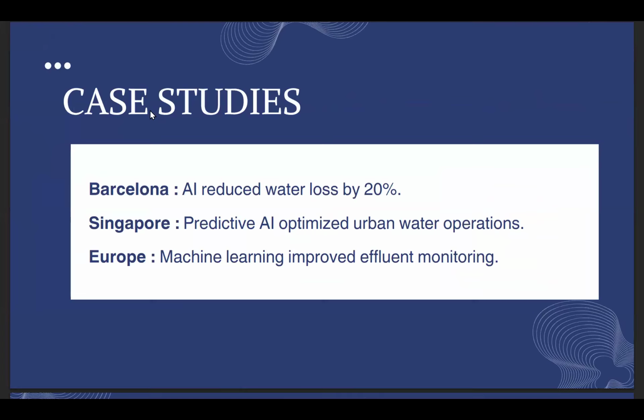We'll just look at a few case studies. In Barcelona, with the help of AI, water losses were reduced by nearly 20%. In Singapore, AI improved urban water operations. And in Europe, machine learning enhanced wastewater monitoring. These are examples that prove AI's practical effectiveness.